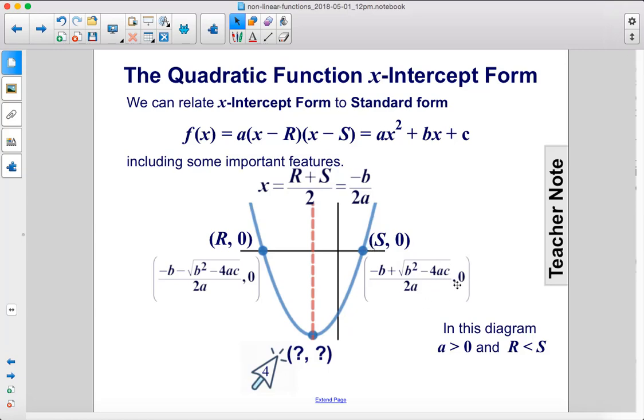That's our second root. And finally, our vertex is going to be at the axis of symmetry. So using x-intercept form, that would be r plus s over 2. And then plugging that value into the function will give us the y-coordinate. Or we could do negative b over 2a, which is from standard form, and then we plug that value into the function to get our y-coordinate.